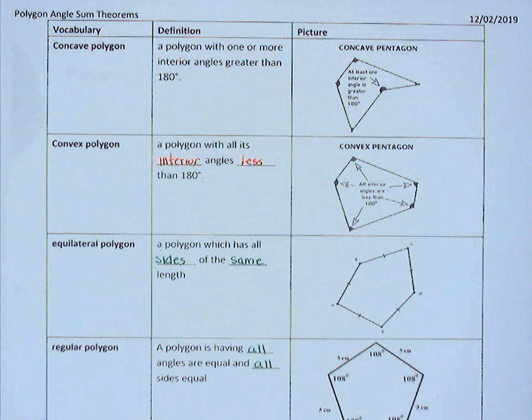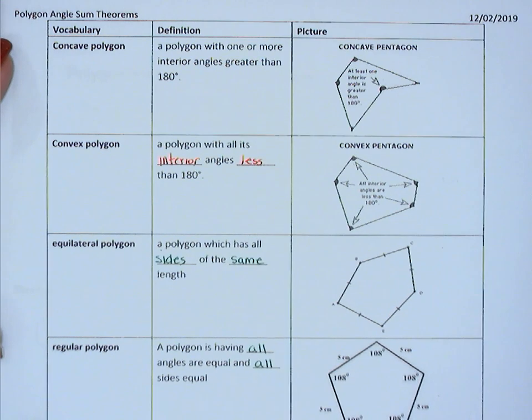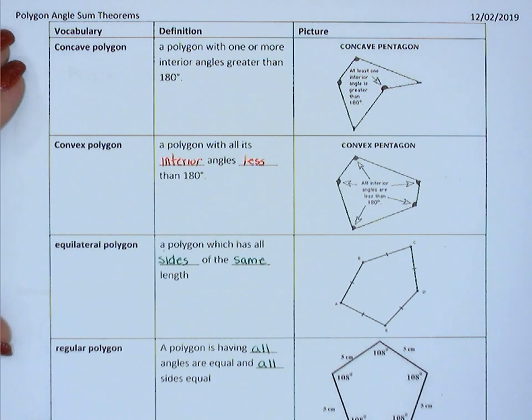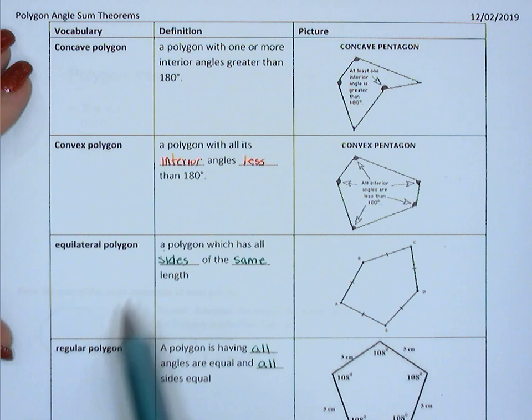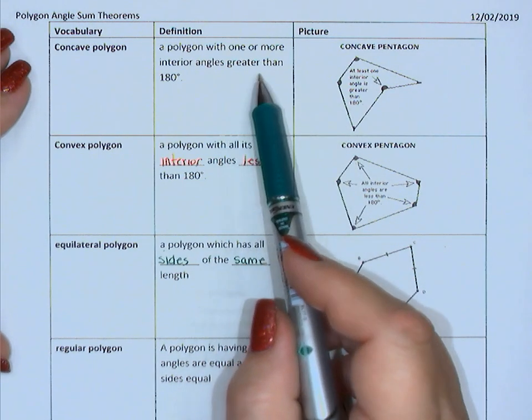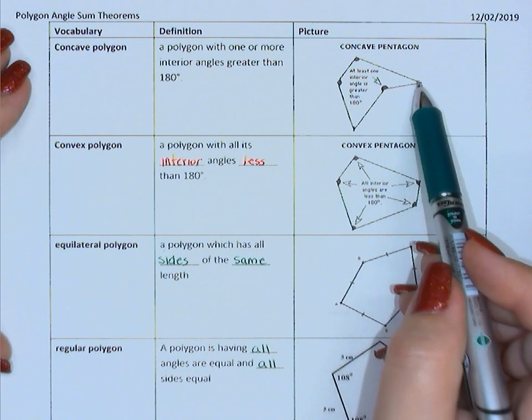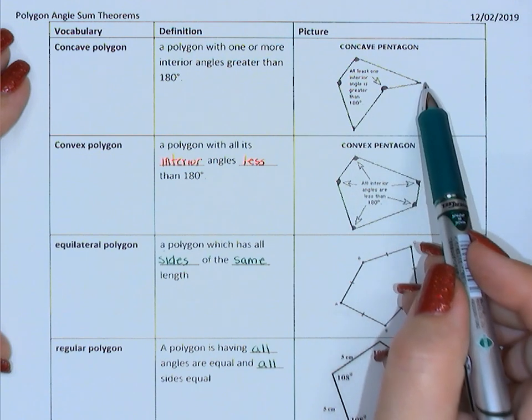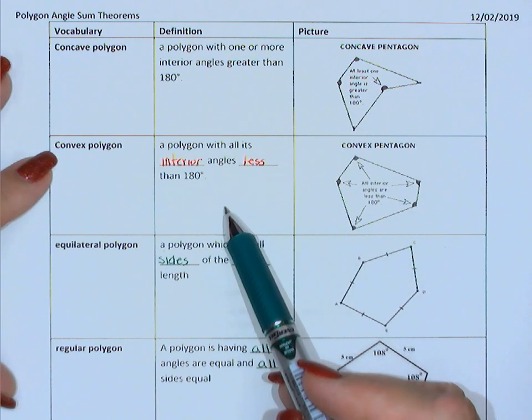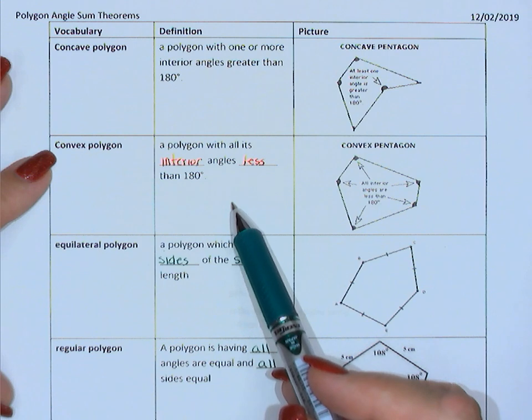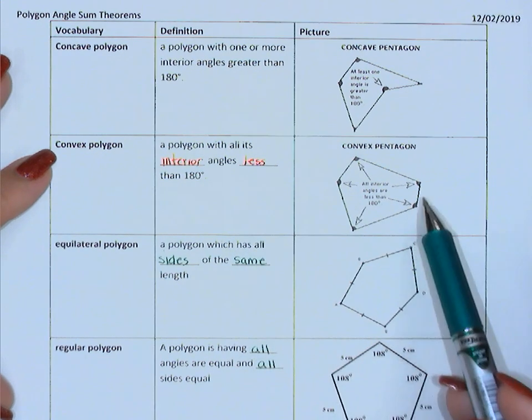When we return from break, we're going to be talking about polygon angle sum theorems. And to start off our unit, we need to look at some vocabulary. A concave polygon is a polygon with one or more interior angles greater than 180 degrees, like this picture. This angle is more than 180 degrees. A convex polygon, on the other hand, has all of its interior angles less than 180 degrees.